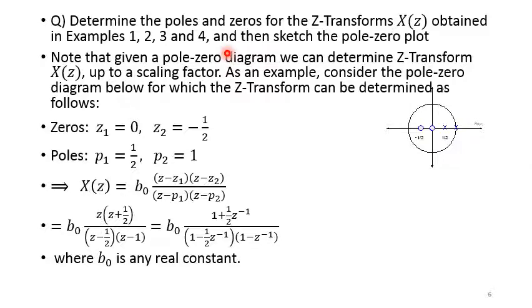One more important thing: if we are given a pole-zero diagram, we can determine the Z transform from the pole-zero diagram up to the scaling factor, because there was scaling B naught over A naught. As an example, consider the pole-zero diagram below, for which the Z transform can be determined as follows. We have two zeros, one at 0 and one at minus 1 by 2, and two poles, one at 1 by 2 and one at 1.